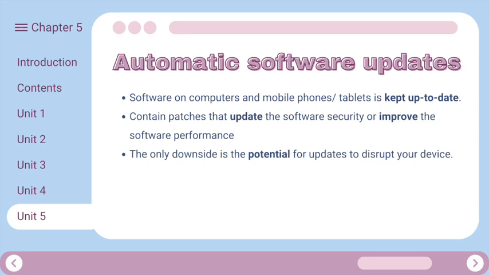Automatic software updates means software on computers, mobile phones, or tablets is kept up to date. Sometimes this is done overnight or when you log off the device. These updates are vital since they may contain patches that update the software security or improve the software performance, for example, removal of bugs and addition of new features. The only downside to this is the potential for updates to disrupt your device following installation.